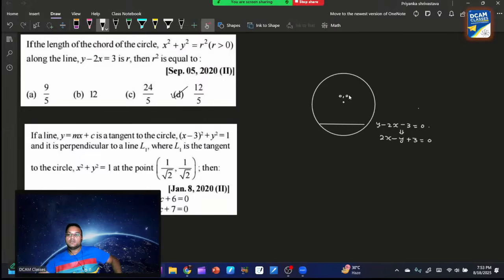The center of the circle is 0, 0. You have to use the formula for length of chord. The length of the perpendicular from 0, 0 will be 3 by root 3, which means it will be root 3. So this length you can find out. Okay, fine.